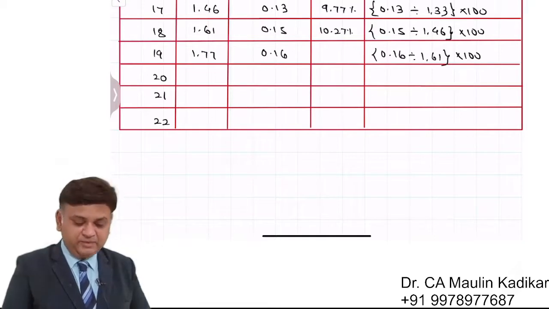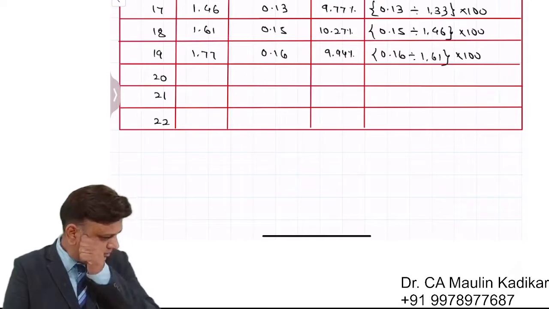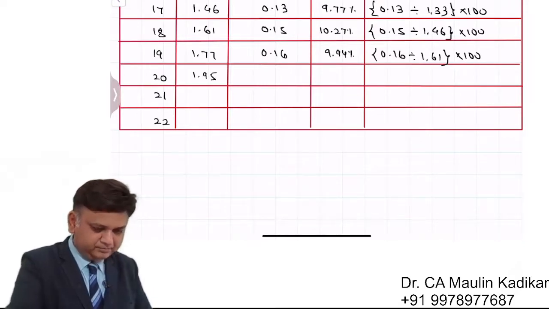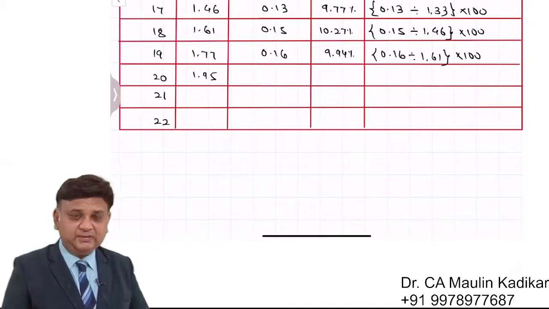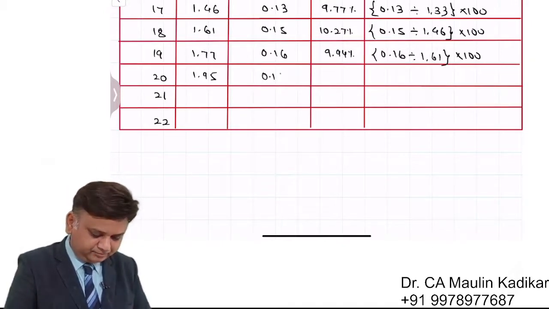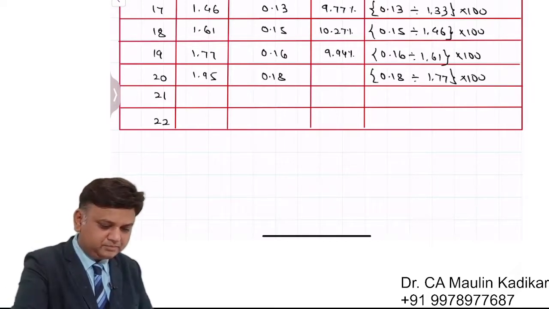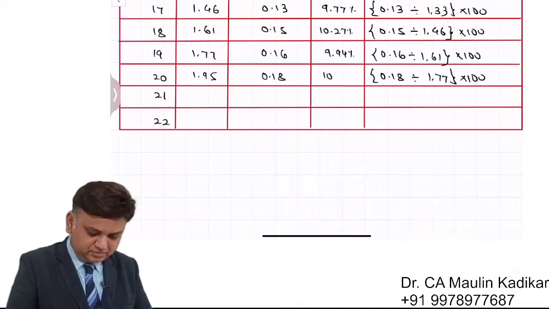That comes to 9.94 percentage. Next is 1 rupee 95 paise minus 1 rupee 77 paise. That comes to 18 paise. 18 paise divided by 1.77 into 100. That comes to 10.17 percentage.